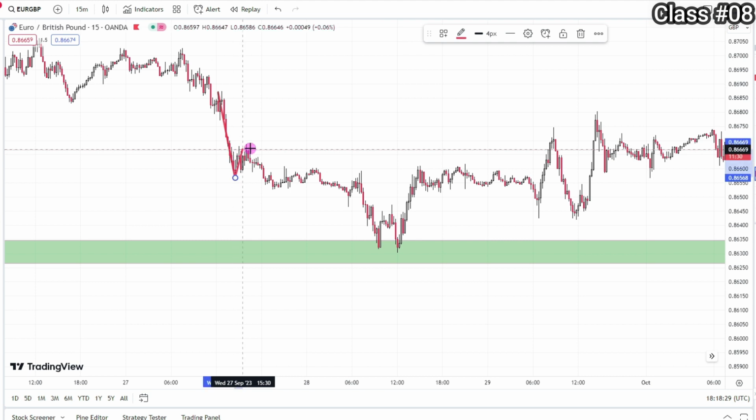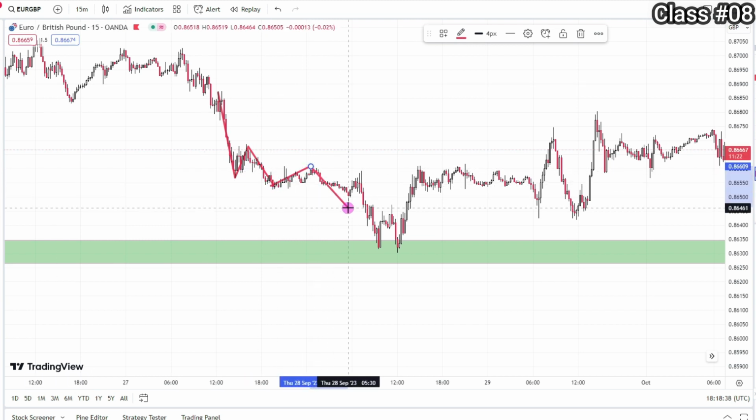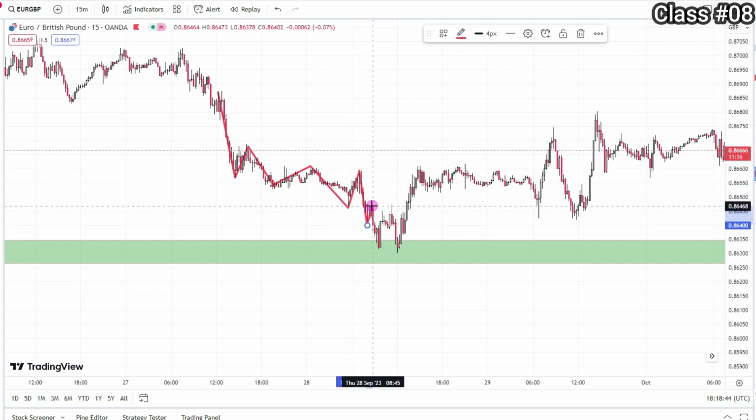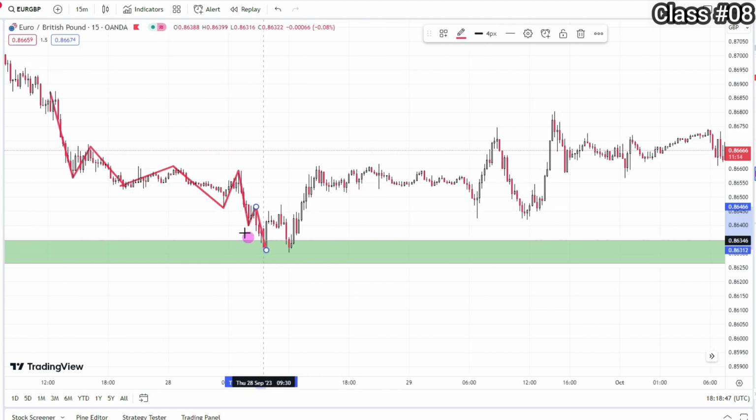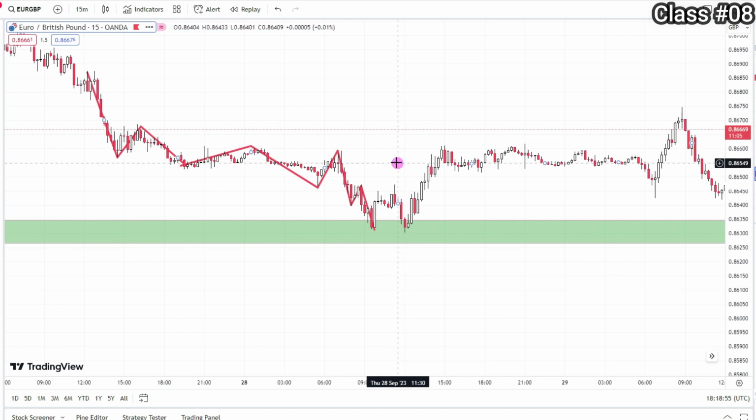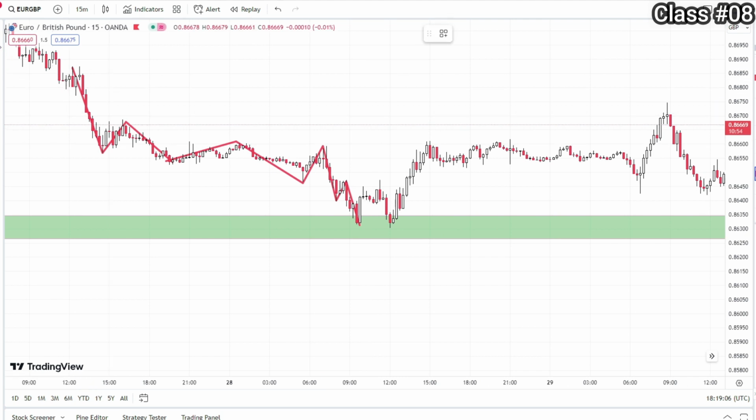So this is our lower low, lower high, lower low, lower high, lower low, lower high, lower low, lower high, and lower low. So when the market reaches this support zone, we know that this is the 4-hour time frame support zone. And the market is in a downtrend on the 15-minute time frame and in an uptrend on the 4-hour time frame. And we know that according to our structure, this is our last support in structure.